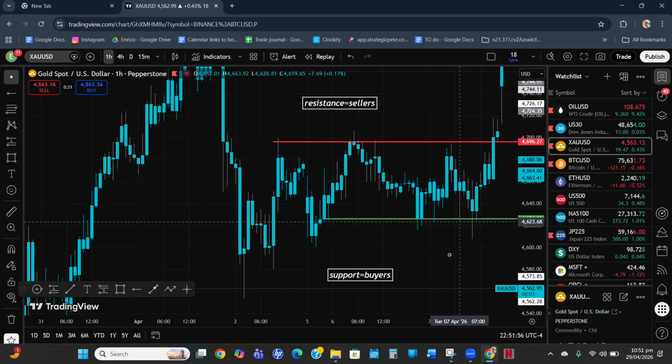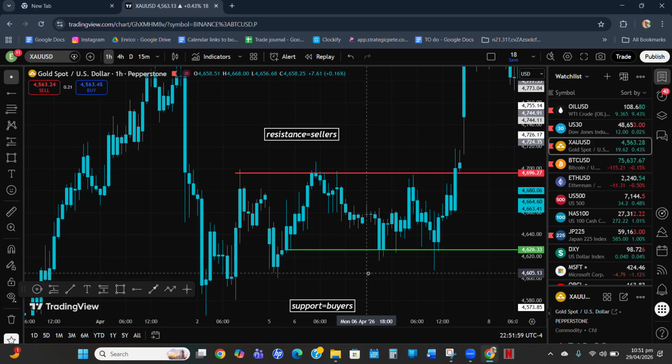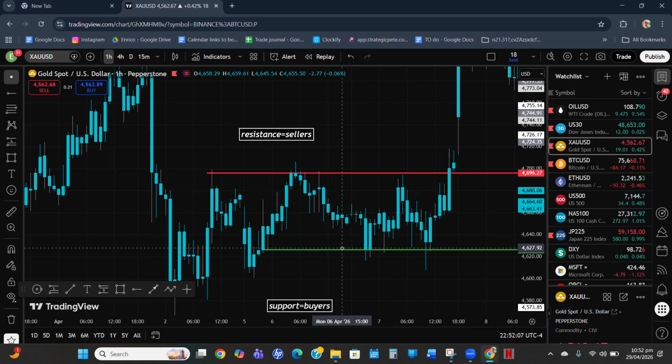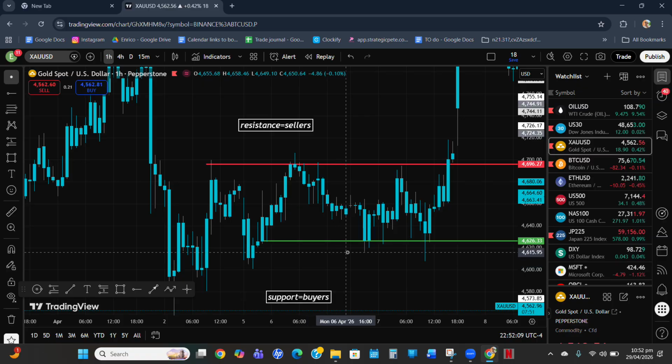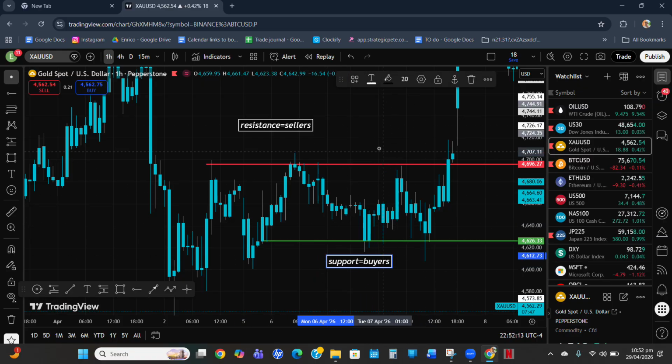In the next video, we're going to go into how you can take trades using support and resistance, but this is just the basic breakdown. Remember, support is always usually to the bottom where buyers are pushing up price.